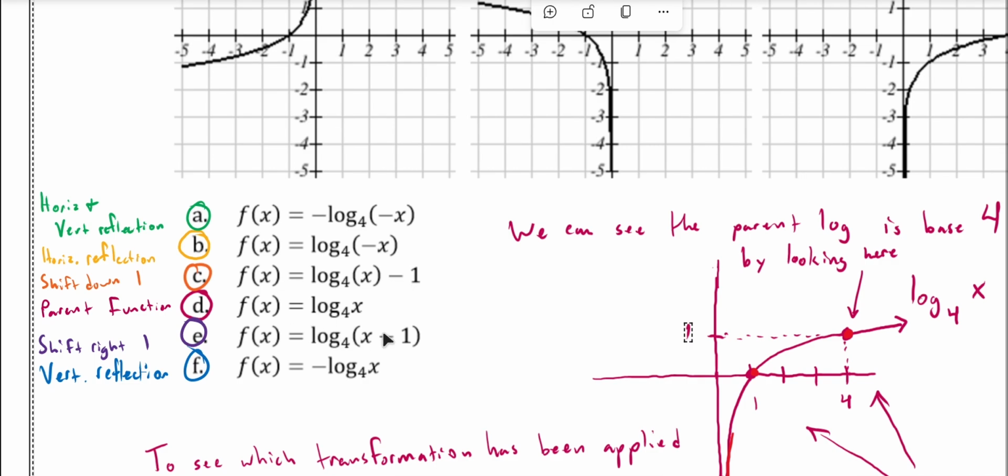This is our parent function. Now we have a minus 1 on the inside. So we're subtracting 1 on the inside, and that's going to tell us that we are moving to the right, against the sign, by 1 unit. Finally, this last one just has a negative sign on the outside. It's multiplying. That means it's going to be a reflection. And so we're going to have a vertical reflection, or reflection over the x-axis, for this one.